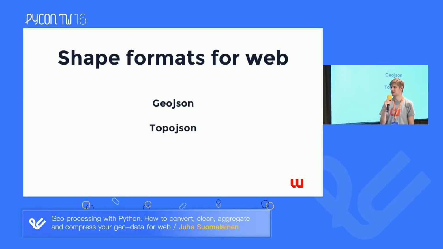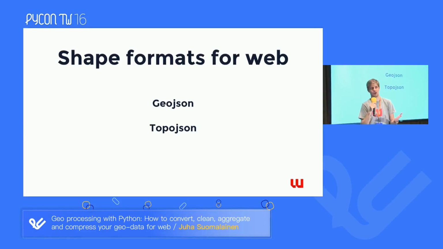The first one is GeoJSON. It's a very basic JSON-based format. I will show you later how you can make it yourself. It's very easy to understand, very easy to debug, and very widely supported. The second format is called TopoJSON. We usually prefer this one because it's more compact.